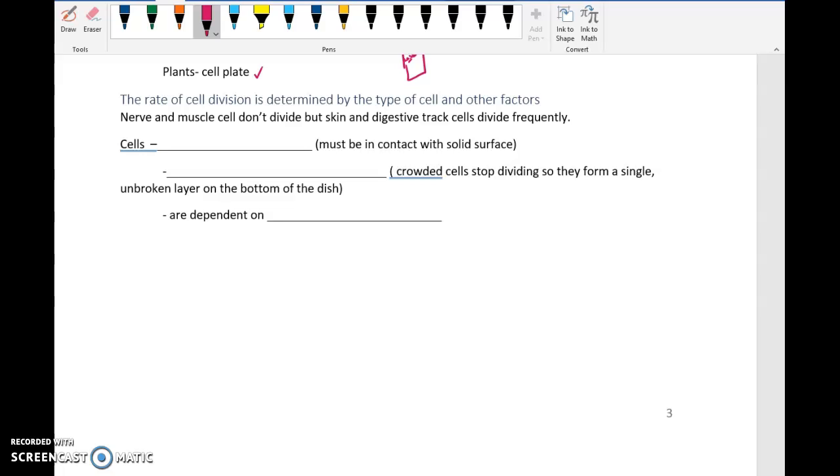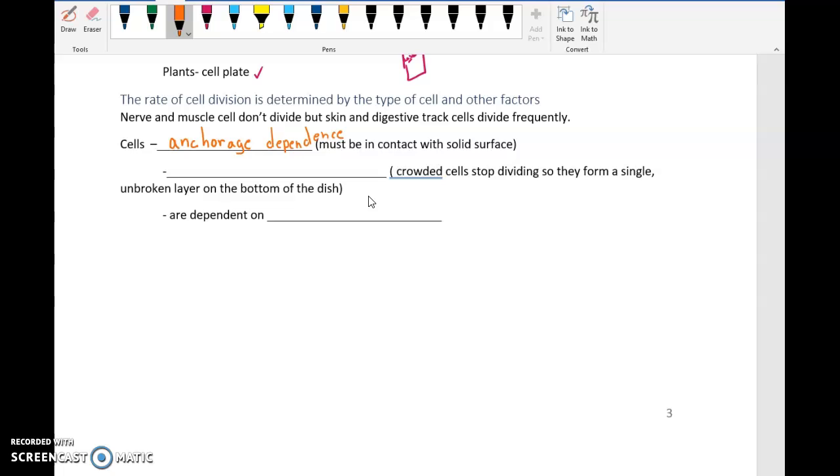So, in general, cells must be in contact with a solid surface in order to divide. This is called anchorage dependence. If the cell is not in contact with a solid surface, it won't divide. That is, if it's a normal cell.